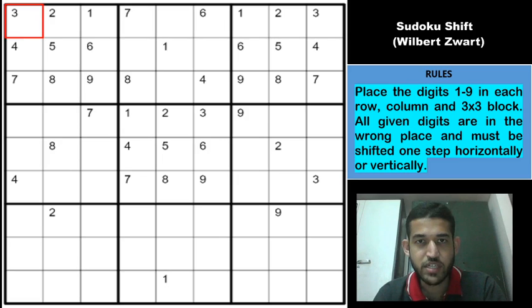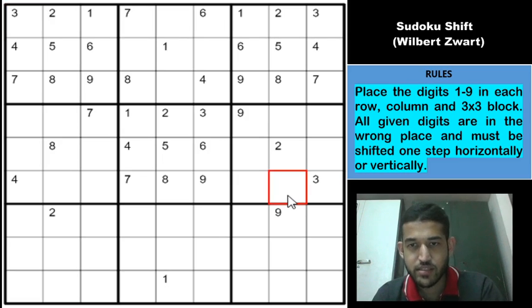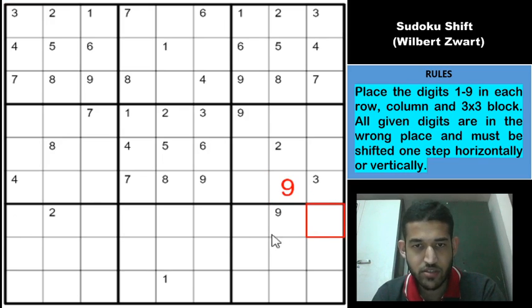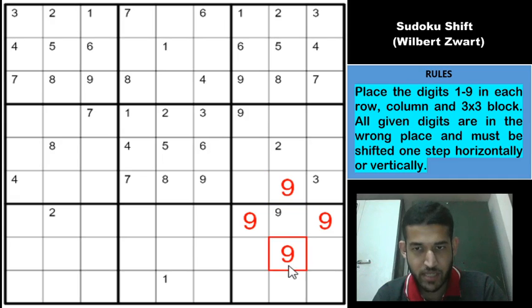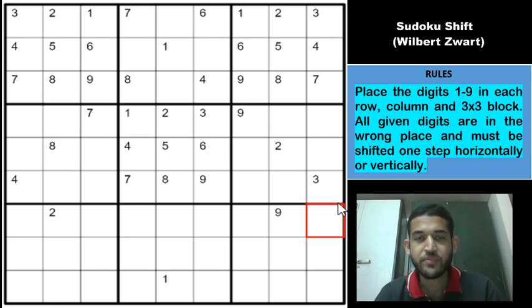So the right position must be either this cell, which is row 6 column 8, or this cell, which is row 7 column 9, or this cell, which is row 8 column 8, or this cell, which is row 7 column 7. So it can either be moved one step upwards or one step downwards, that is in the vertical direction, or one step left or one step right, that is in the horizontal direction. So these are the rules. With that, we'll start solving this Sudoku.